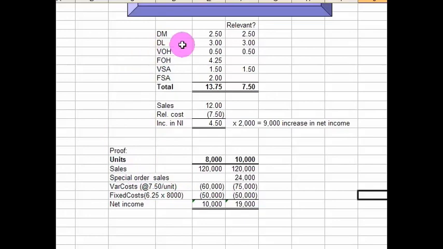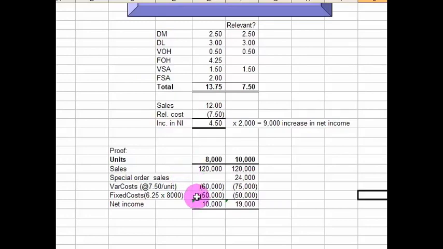Fixed costs are unitized here. So fixed costs would be at 8,000. That's what we unitized them at. Fixed costs would be $2 and $4.25 or $6.25. So ununitizing it puts it back to total fixed costs of $50,000.